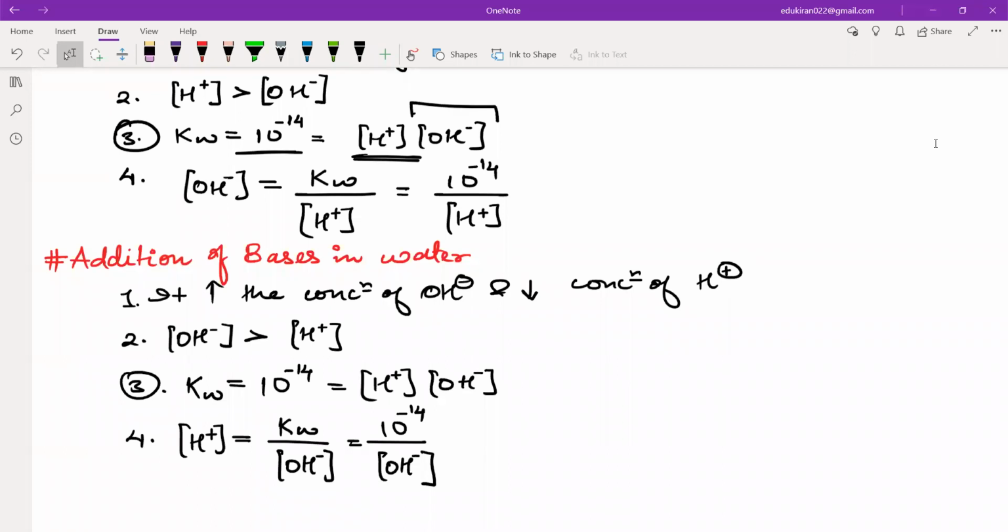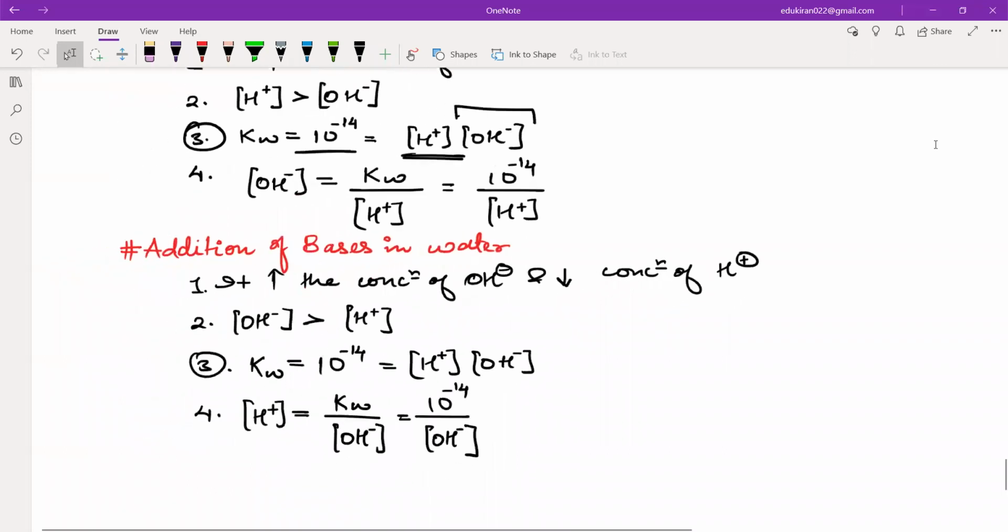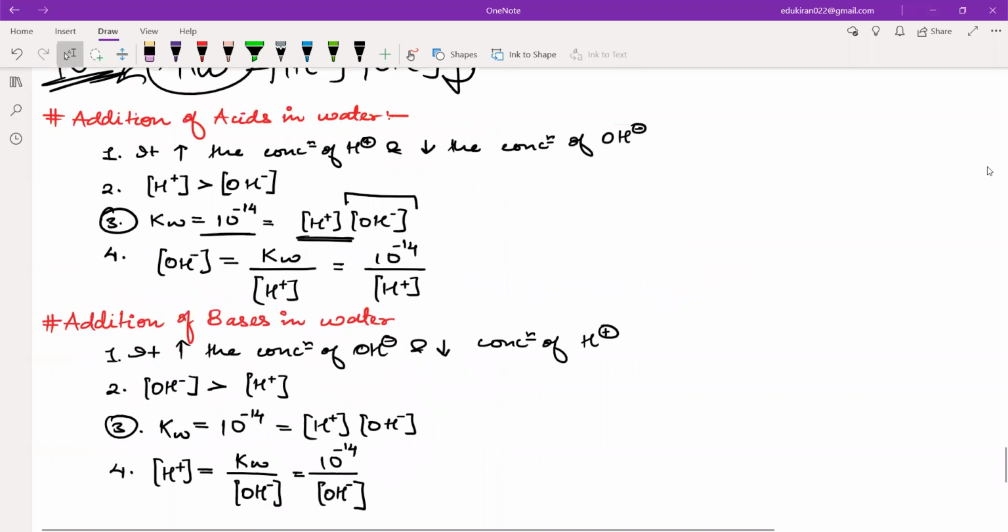Sir, could you show the first point of addition of acid? Sure. Did everyone understand? Yes or no? Tell me. Yes, sir. Okay, this is very important.